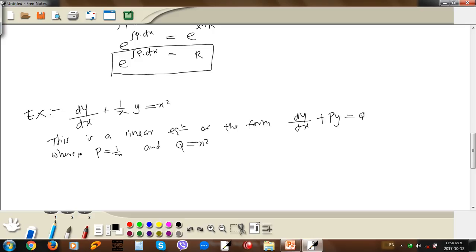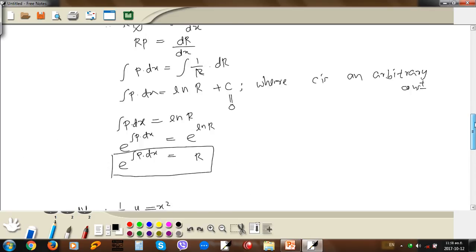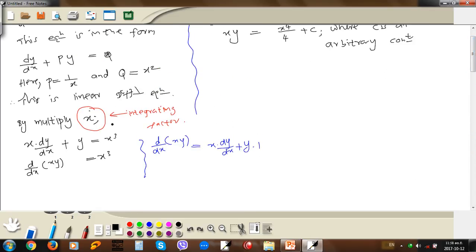So then we can find integration of p dx, because we need this part for finding the integrating factor. So we can integrate this. Integration of 1 over x times dx equals ln x. Then the integrating factor equals e to the power integration of p dx, which is e to the power ln x, which means x. So what is the integrating factor there? x. Earlier also we took that as x, but we didn't find it, right?